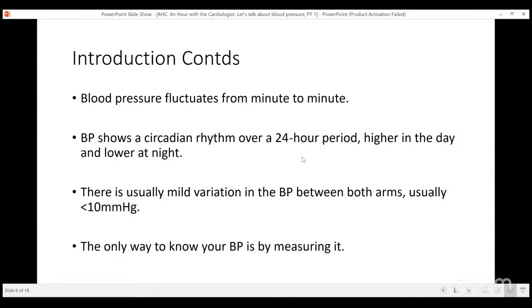All right. Now, that said, another thing I want us to know is that there's usually mild variation in the blood pressure between both arms, usually less than 10 millimeter mercury. So, if you check your blood pressure, the one on the left, it may be 120 over 75. And then you check the one on the right, maybe it's 122 over 76 or something. Nothing to worry about. All right. As long as it is less than 10 millimeter mercury. If it is more than that, then something is happening somewhere. Maybe there is what we call atherosclerosis.